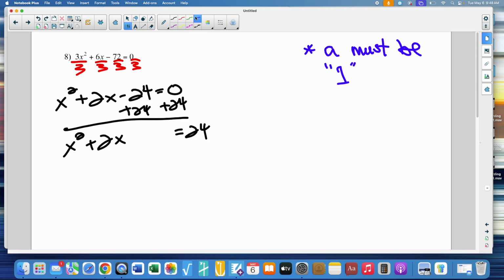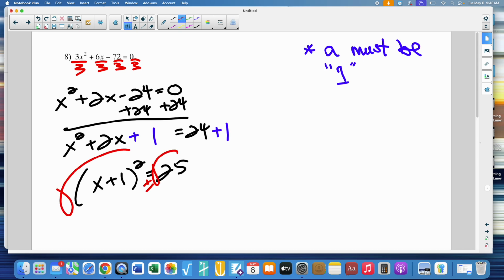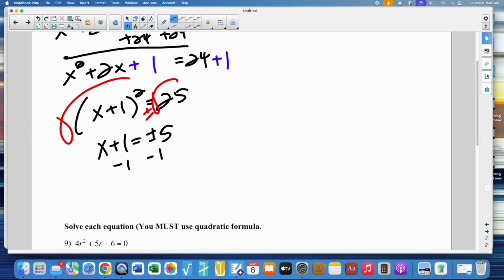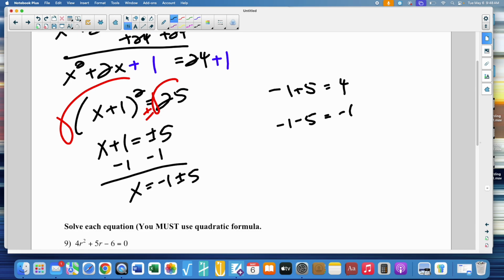We'll complete the square by taking half of my b value and squaring it, which is 1. This now becomes a binomial square. This equals 25. We'll take the square root of both sides. X plus 1 equals plus or minus 5. Let's minus 1 from both sides. X equals negative 1 plus or minus 5. So we have negative 1 plus 5 and negative 1 minus 5, which is 4 and negative 6. You always like it when they work out nicely, huh?